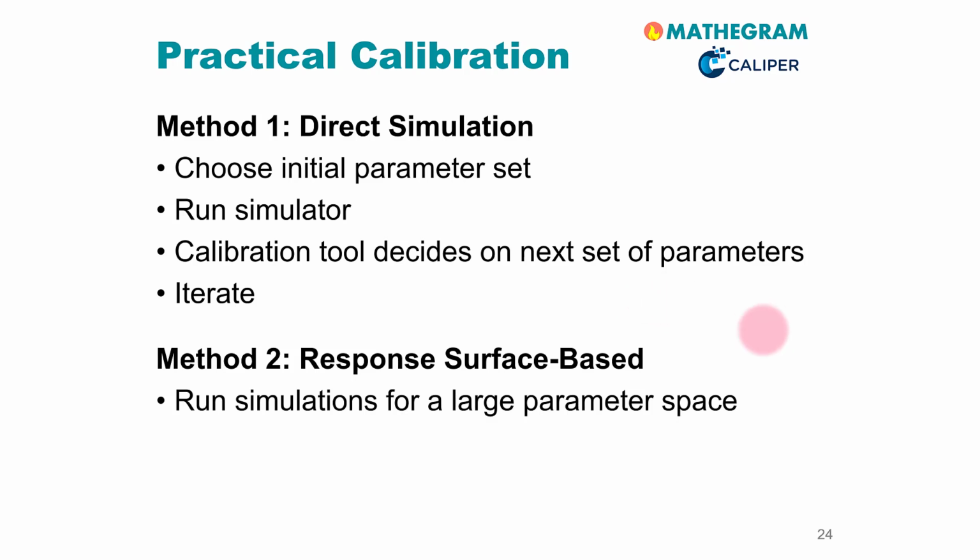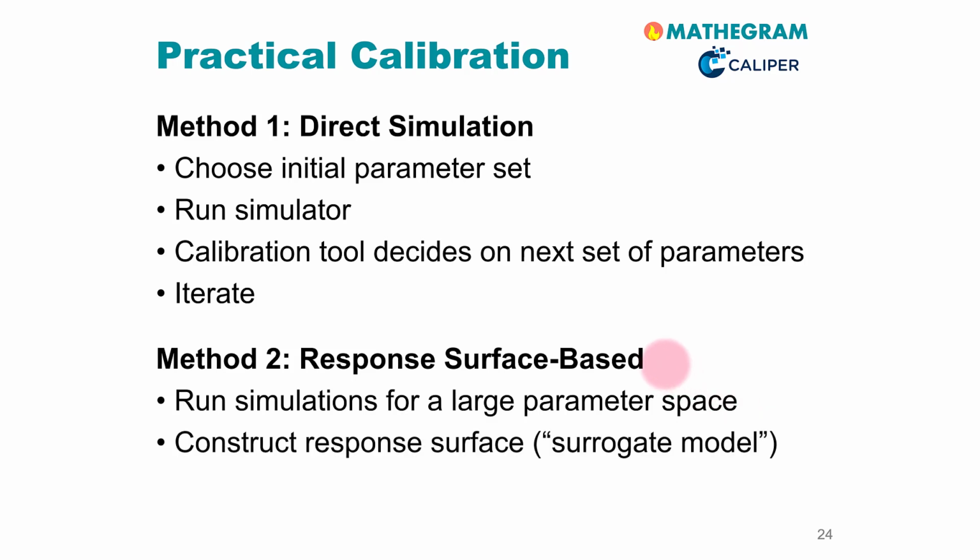The other method is called the response surface-based method. Here we first run simulations for a large parameter space. For example, we pick two key influence parameters. Let it be the particle-particle and particle-wall friction coefficient. And then we construct out of this data a so-called response surface. This is also called the surrogate model. We can then easily compare this response surface with our experimental results. And out of this comparison we then gain the correct set of parameters.